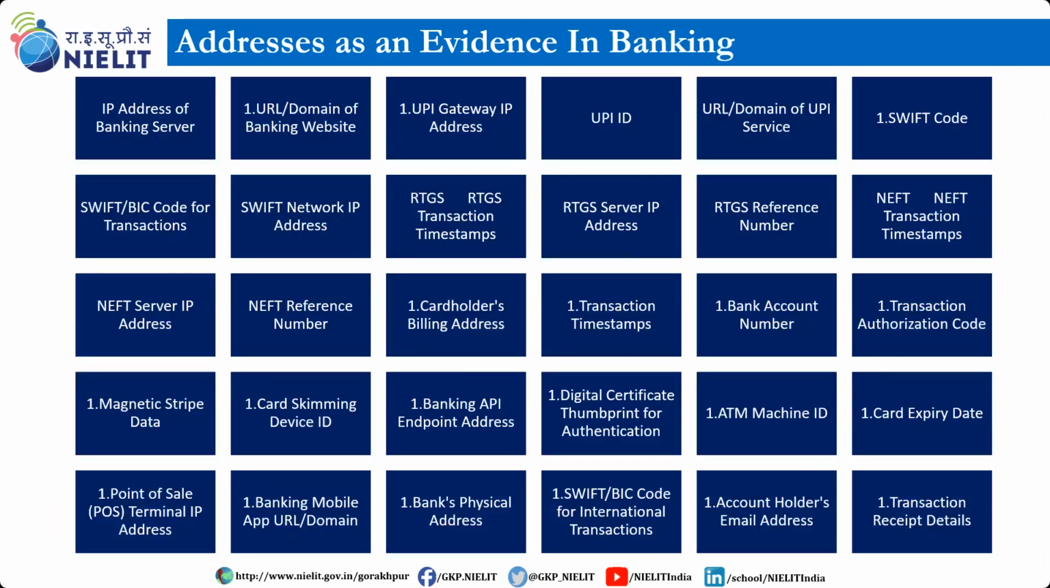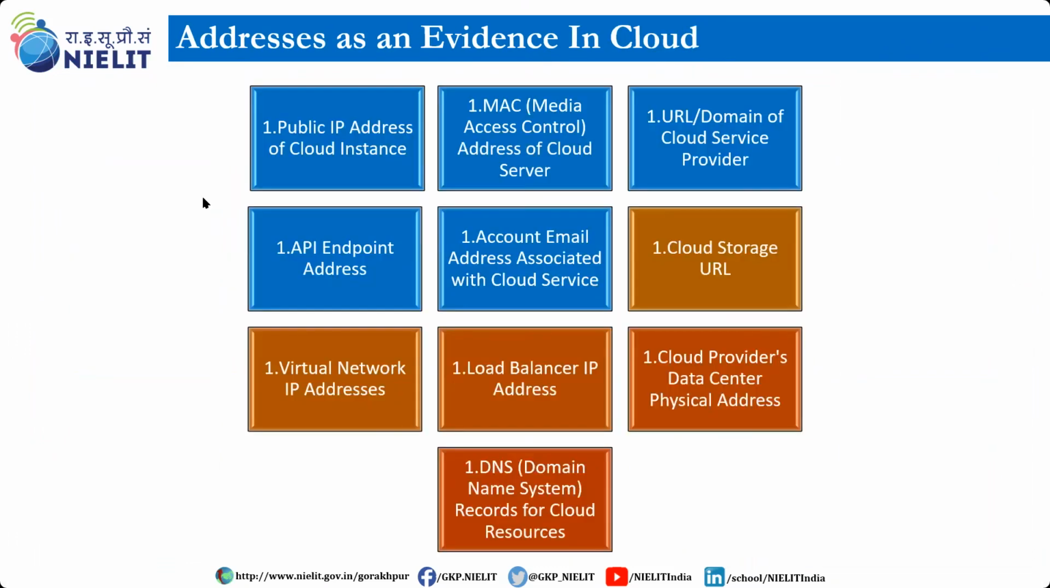Similarly, in the internet banking ecosystem, there can be the IP address of the customer, client, and the IP address of the server, then UPI ID, UPI gateway IP address. So these are the different parameters associated with the banking system.